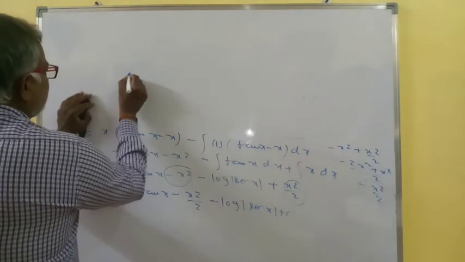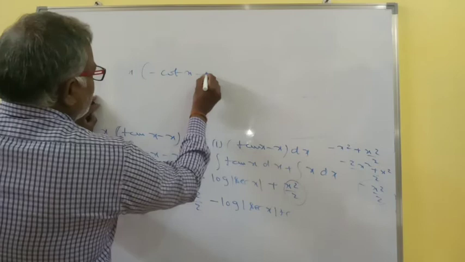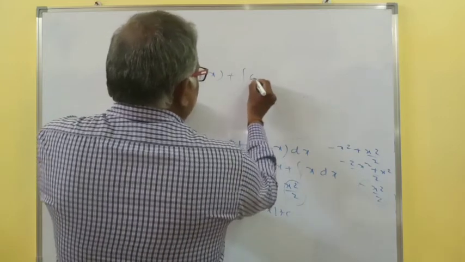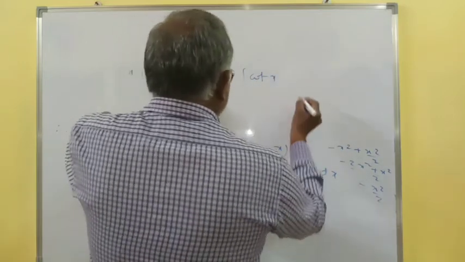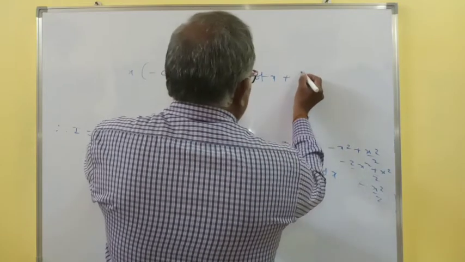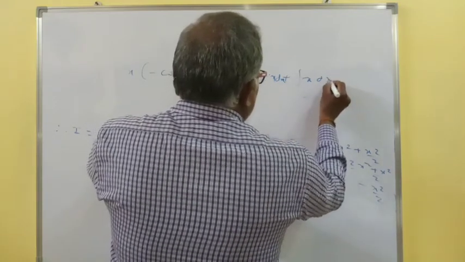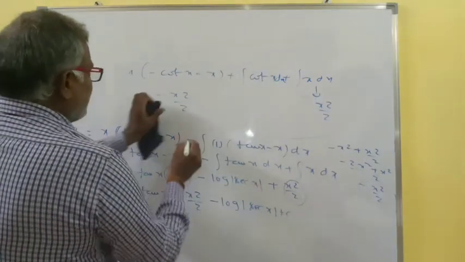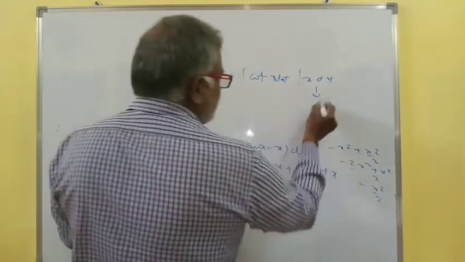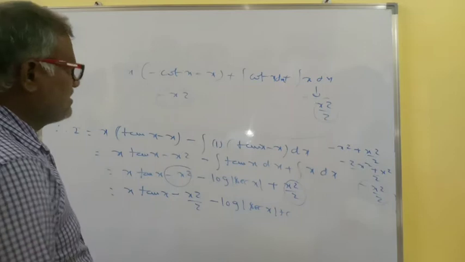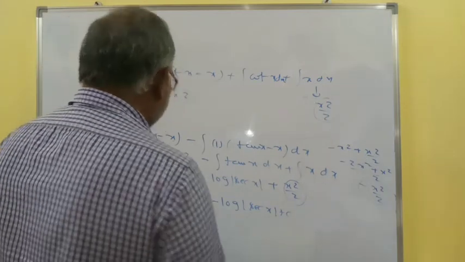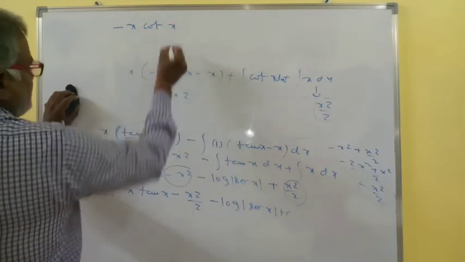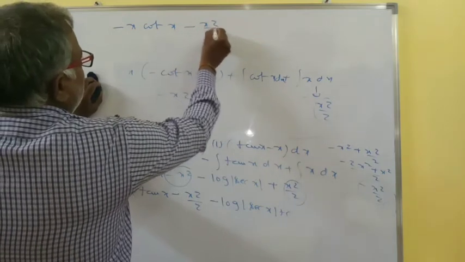Here in the final one, what is the previous one? x into minus cot x minus x, minus of minus plus cot x, here plus x dx. For x what we have to obtain? x square by 2. Here minus x square by 2. So minus x square is there and plus x square is there. Same, you should write the same one: minus x square by 2. So finally for the previous one, minus x cot x, finally minus x square by 2.